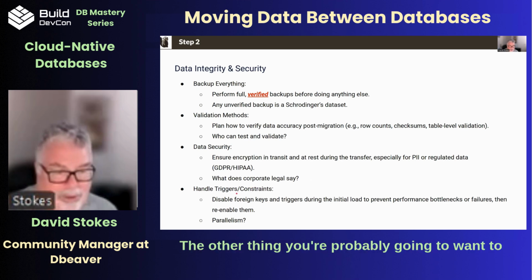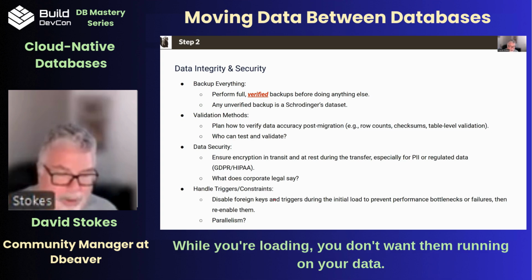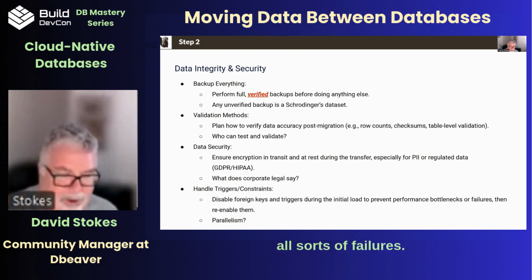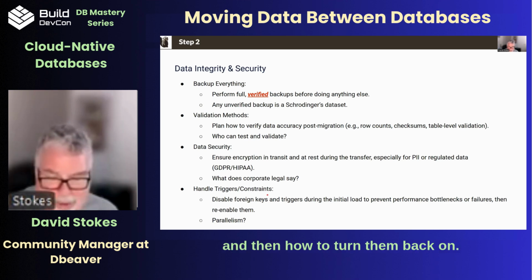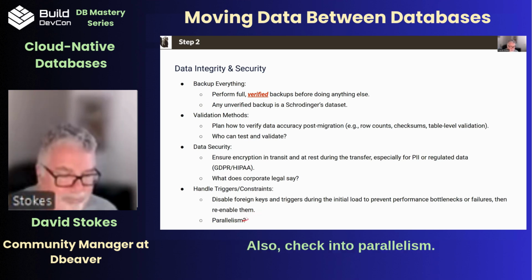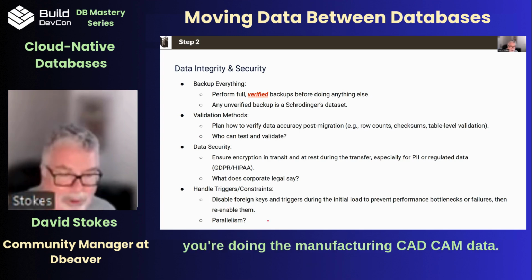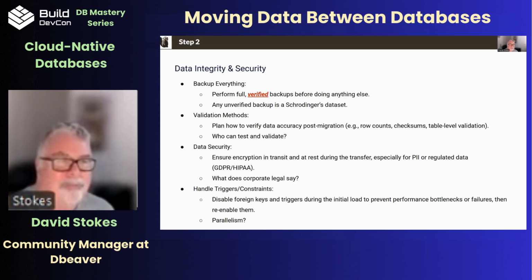Okay. The other thing you're probably going to want to look at real quickly is things like foreign keys and triggers. While you're loading, you don't want them running on your data. It's going to slow things down and can cause all sorts of failures. So plan how to shut them off and then how to turn them back on. Also, check into parallelism. Maybe you can put in the accounts receivable at the same time you're doing the manufacturing CAD/CAM data. They don't interfere with each other. You can get them running in parallel.